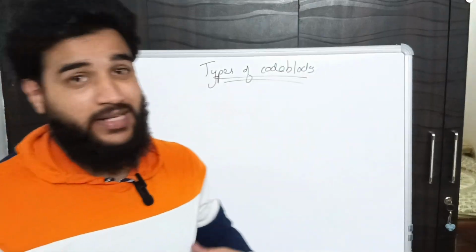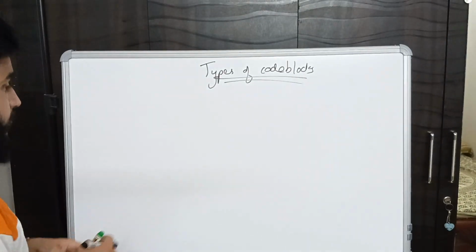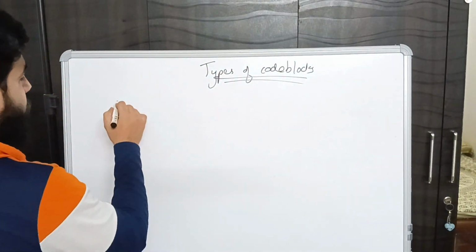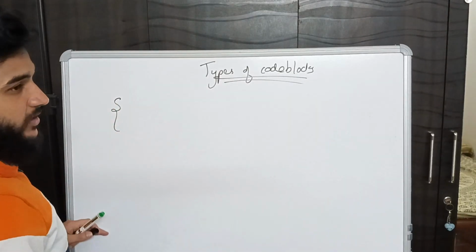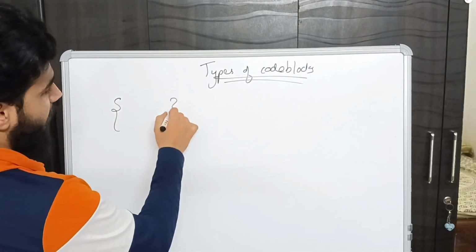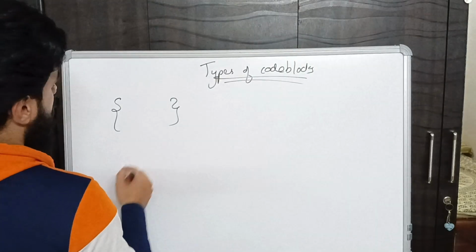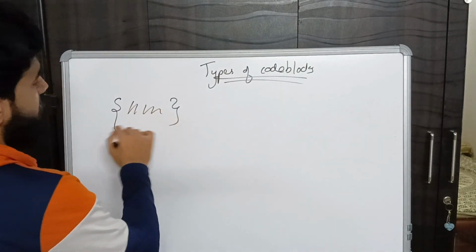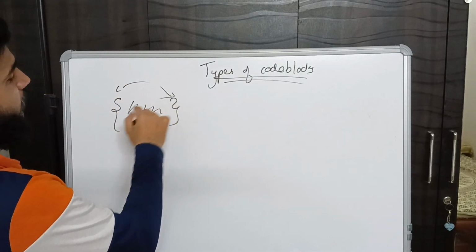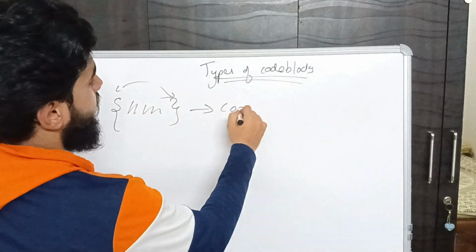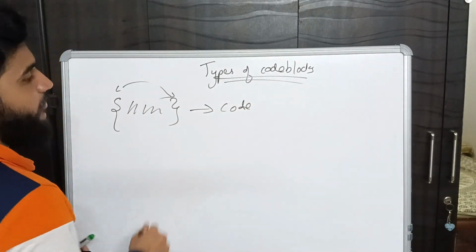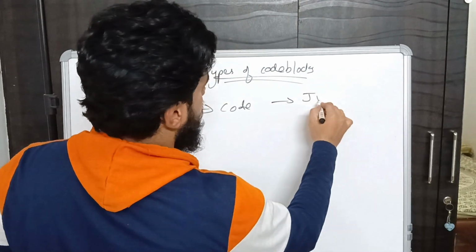Now let us see what the types of code blocks are. The simplest type of code block starts with an open curly brace and ends with a closing curly brace. Whatever comes within these two fragments will be considered as code. This will be executed by the JVM.